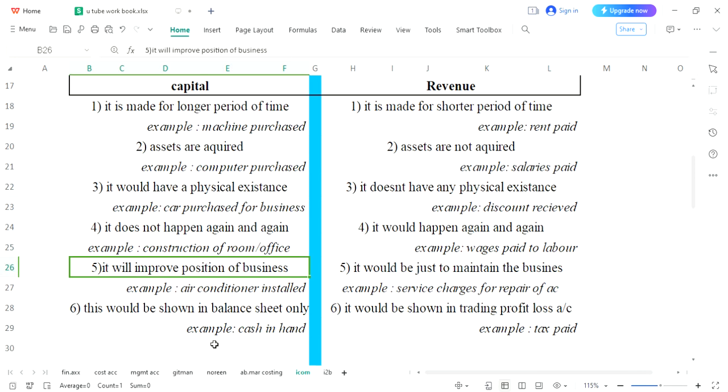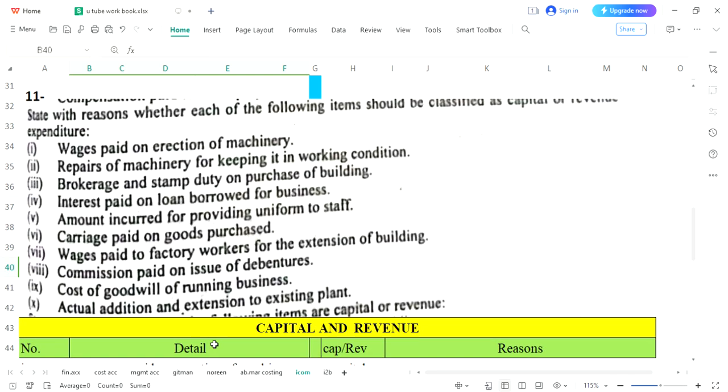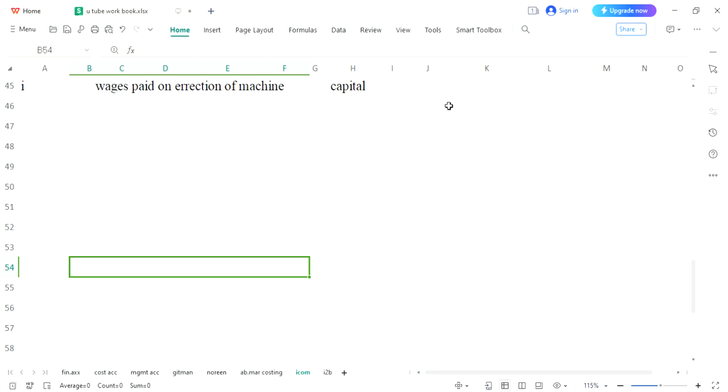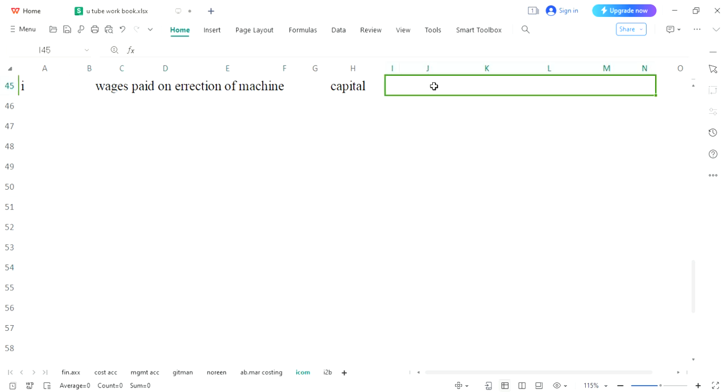Yes, it can also be taken. It will improve the position of business as well as your asset. So in this way, our first entry has been completed, and we have decided that wages, if they are paid for erection of machinery, are capital. Erection, I have told you, is when there are several parts of that machinery which you have bought and you are assembling that plant.